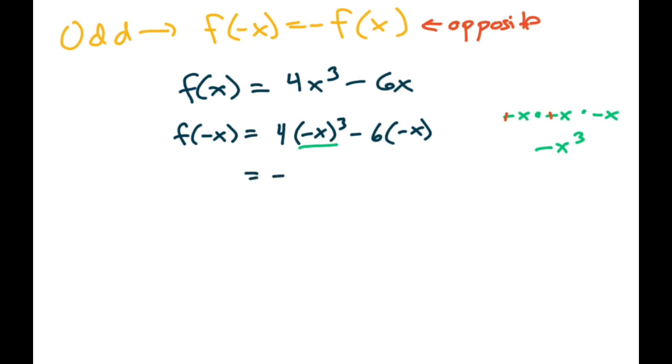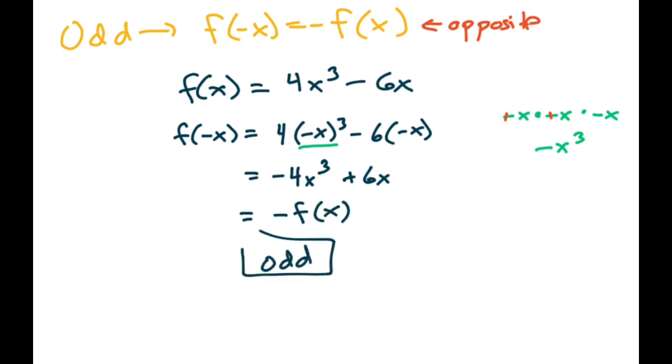So that negative will now go with the 4, so this will be negative 4x cubed. 6 and the negative x would make this a plus 6x. This is the exact opposite of what we started with, which makes this function odd. Another way you could look is that all of the exponents are odd. So this is 3, and the exponent on the x is 1.